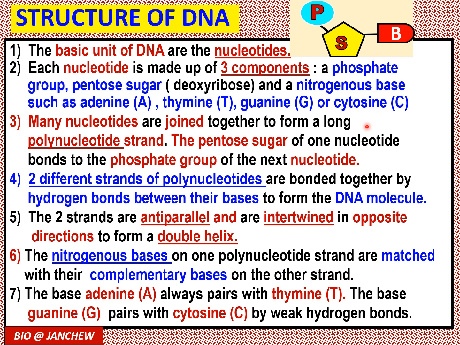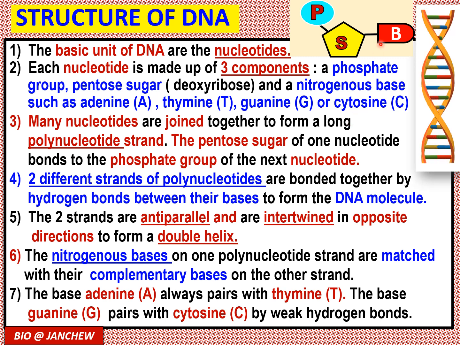Now, many nucleotides are joined together to form a long polynucleotide strand. So this nucleotide is joined to the next one and the next one and the next one to form a long polynucleotide strand, where the pentose sugar of the first nucleotide will be joined to the phosphate group of the second nucleotide, and so forth. Okay, so we will get 1 strand of polynucleotide, like just 1 of these, after the nucleotides are bonded together.